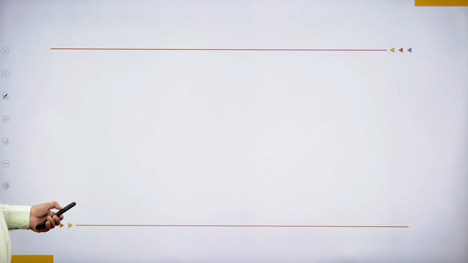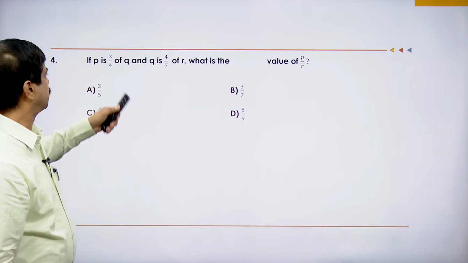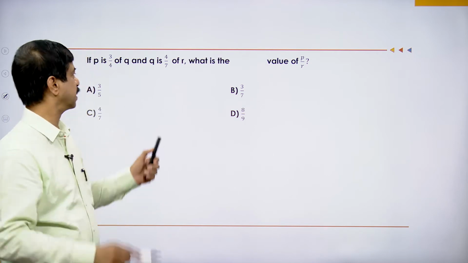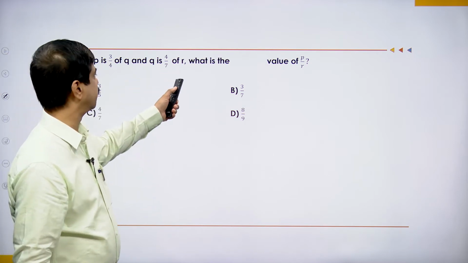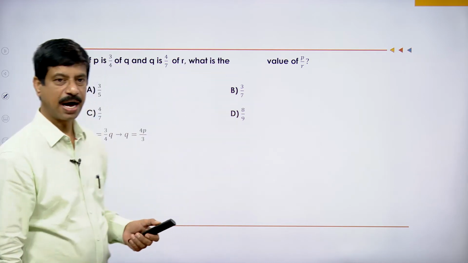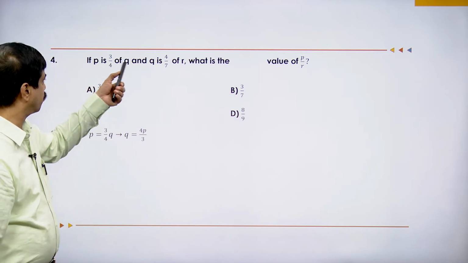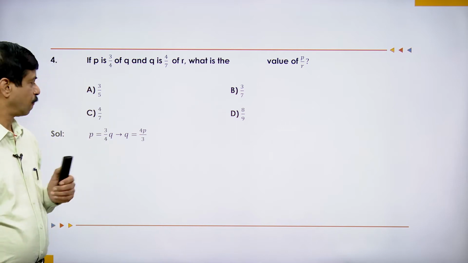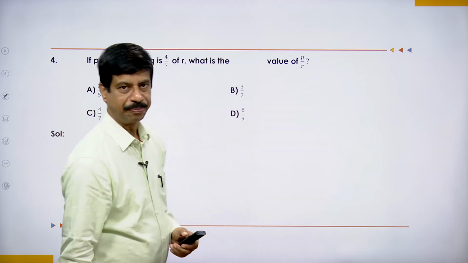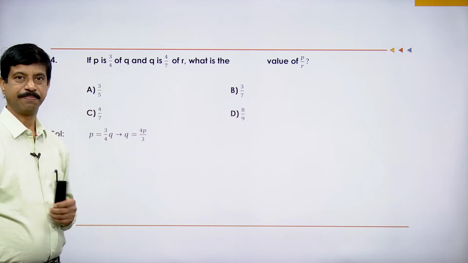So let's go to the next question. Look at this. If P is 3 by 4 of Q, mathematically 'of' means multiplication, and Q is 4 by 7 of R, again multiplied by R, what is the value of P by R? So children, now observe the equations given. P is 3/4 of Q means 3 by 4 Q. Because in the final answer only P and R are there, I need to eliminate Q. So from here, Q is 4 by 3 P.